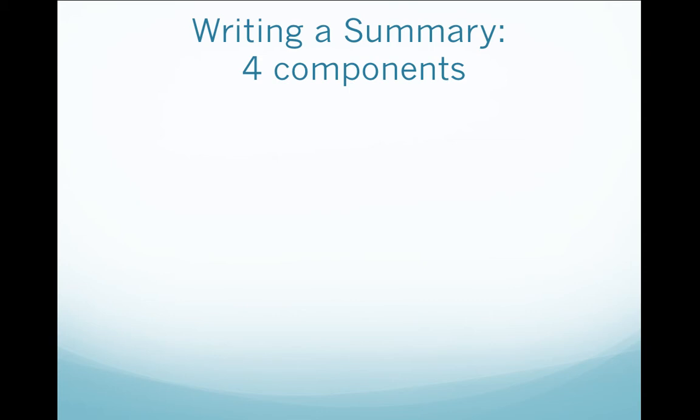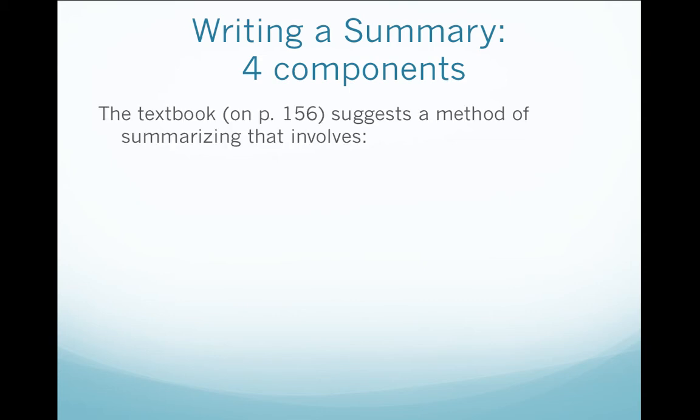There are, according to our textbook, 4 components to writing a summary. They have these on page 156. First is describing the author's key claims.